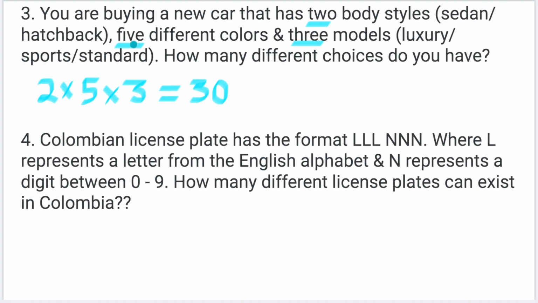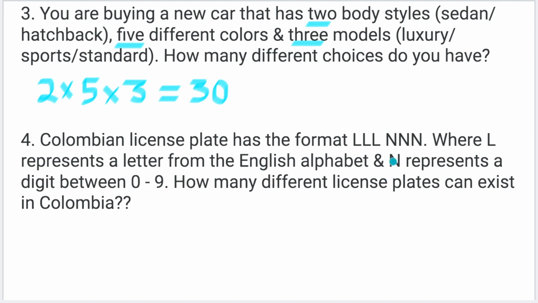So let's go to number 4. A Colombian license plate has the format LLLNNN, where L represents a letter from the English alphabet and N represents a digit between 0 to 9. So it's really important to mention that the English alphabet has 26 letters. They don't use the Spanish alphabet, they use the English alphabet. So that's going to be really important in how to solve this math problem. So how many different license plates can exist in Colombia?